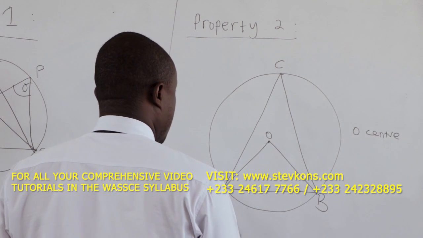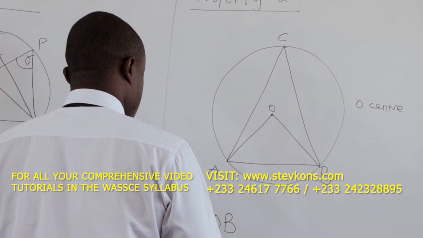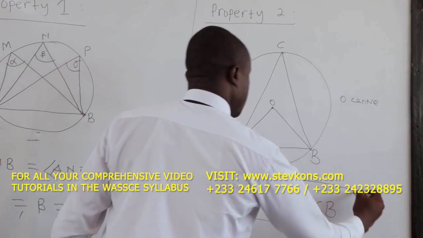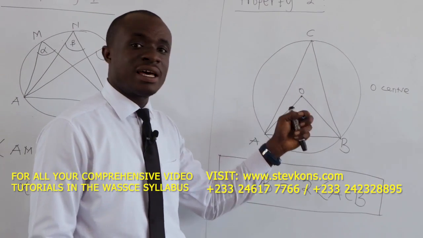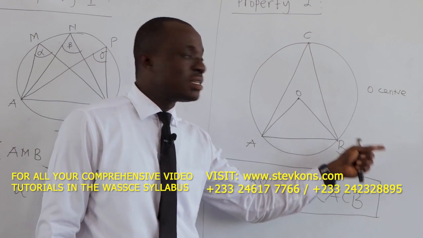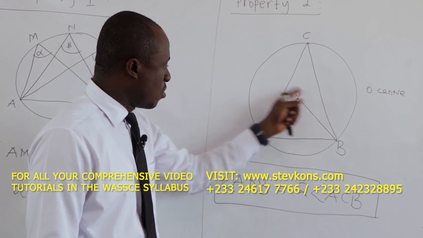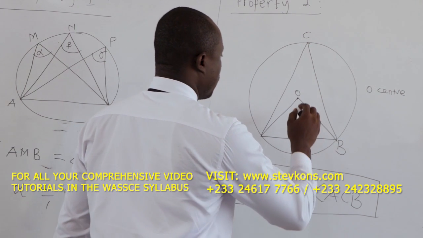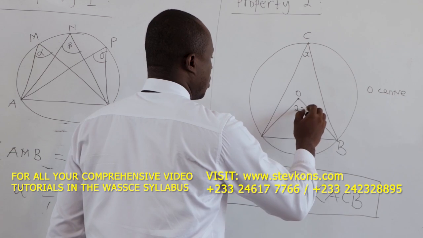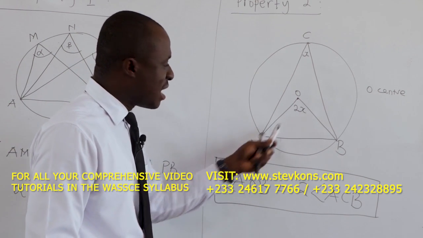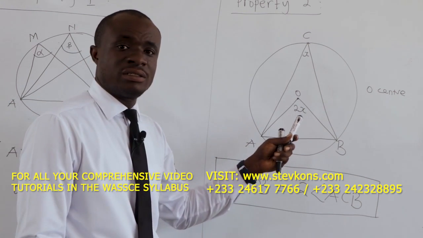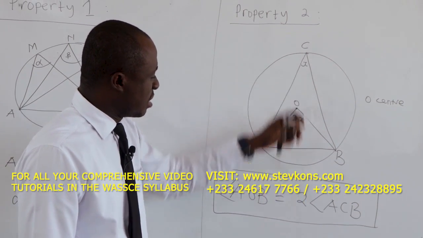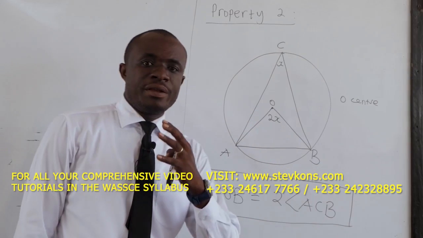Now, what are we saying? All that we are saying is that angle AOB is equal to 2 times angle ACB. The angle a chord subtends at the center is twice the angle the chord subtends at the circumference. It means that if this is X, then this is 2X. So clearly AOB is 2 times ACB. Now this can be put in various forms.